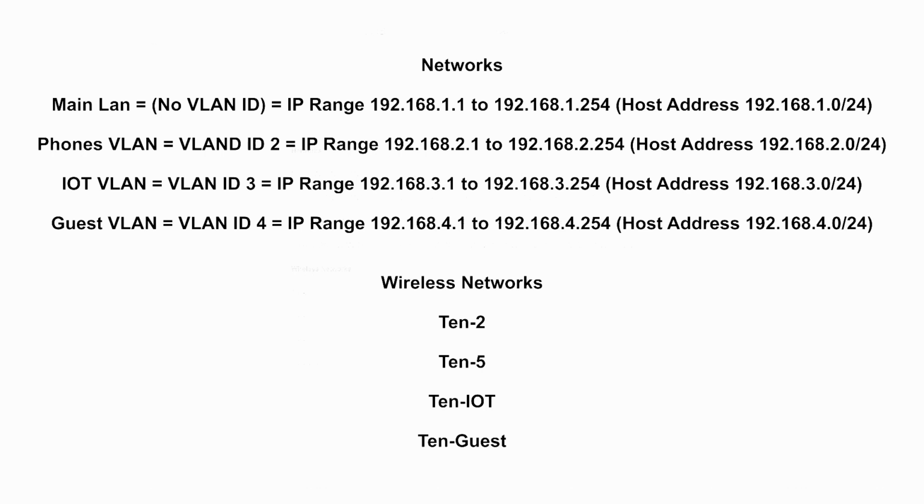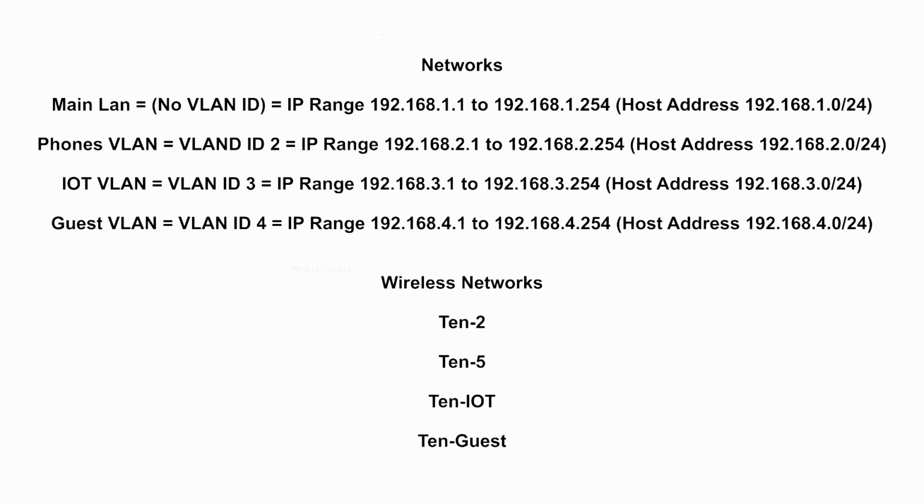As you'll see, I'm not having any wireless network for the phones because all my voice over IP phones are connected through Ethernet cables. If you don't have Ethernet cables, then you may need to set up an additional wireless network for those as well, or you can put them in either one of the other networks, maybe the IoT. So moving on, let's get started with going into the UDM-Pro configuration page.